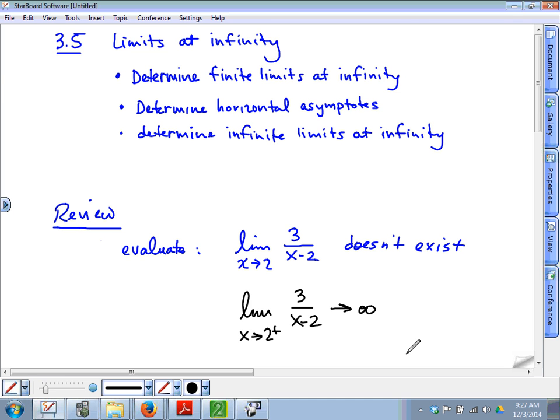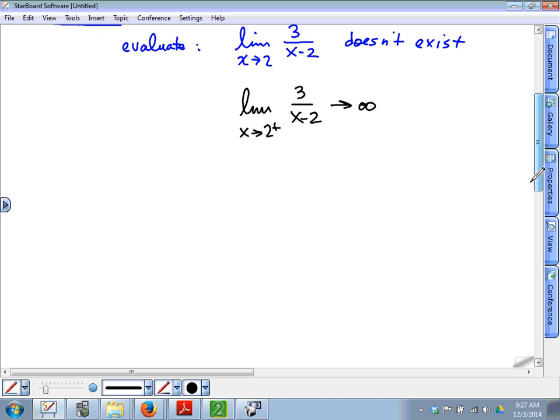Okay, this was section 1.5, so it was a while ago. So what we're doing is similar to this. It's section 3.5, limits at infinity. So let's get started with the actual lesson. Limits at infinity.